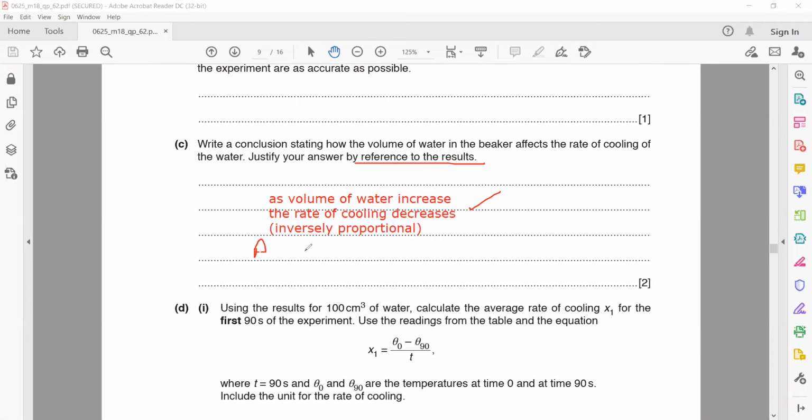Like one is for the statement and another one is using a result. Like for A, the temperature change was 9.5 when you took 200 cm cube. For B, the temperature change is 14.5 when you took 100 cm cube.